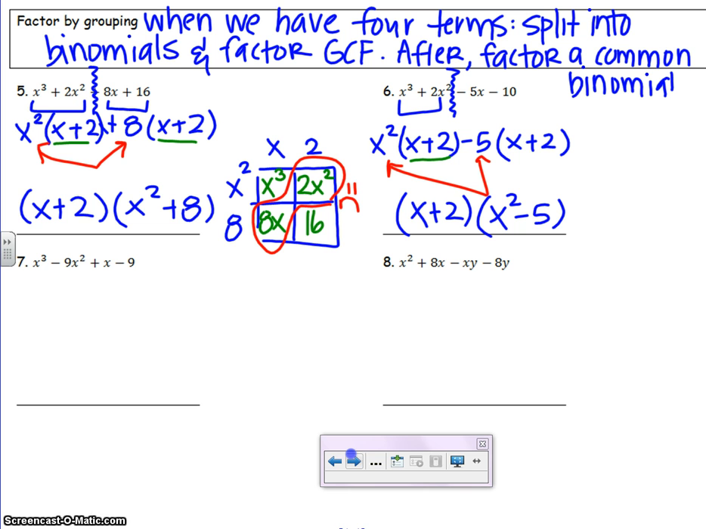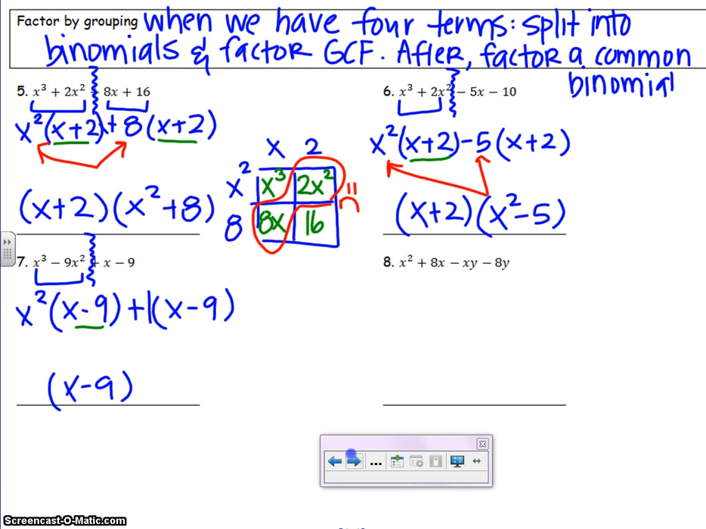All right, number 7, again, let's draw our divider line. And x squared will come out. We're left with x minus 9. Now on this one we already have an x minus 9, so we can put a 1 in front there, and then we can leave x minus 9 in parentheses. Then we can see that x minus 9 is our common binomial, and we can factor it out to x minus 9 times (x squared plus 1).